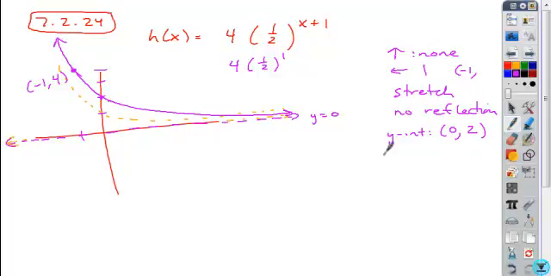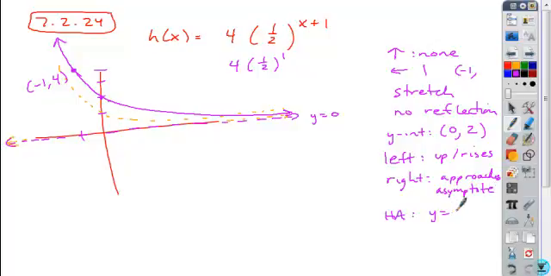If you're finding the left and right behavior, you can see where it's going. To the left, it's going up or rising. To the right, it is going down. It is decreasing or falling, but it's approaching an asymptote. It's not going to continue infinitely going down, but it does approach an asymptote. And again, that horizontal asymptote was y equals 0.